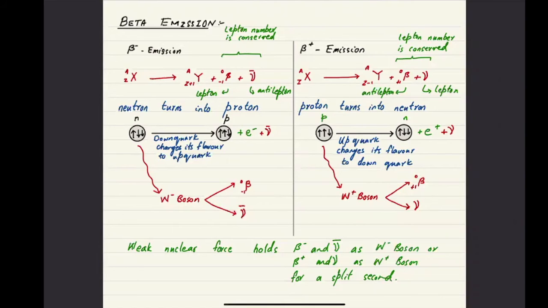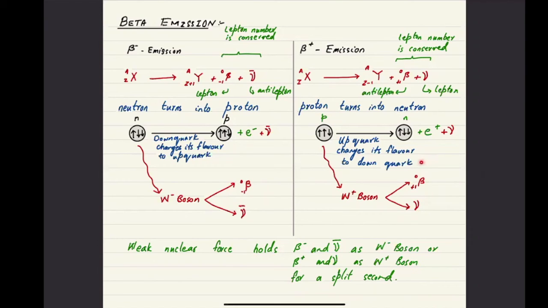So W plus and W minus bosons are bosons which are involved in weak nuclear forces. And what is a weak nuclear force? The weak nuclear force would be affecting the leptons, and it would be holding the 2 leptons together. In case of beta minus emission, a W minus boson would be holding an electron and an antineutrino together. And in case of a beta plus emission, a W plus boson would be holding the positron and an electron neutrino together.